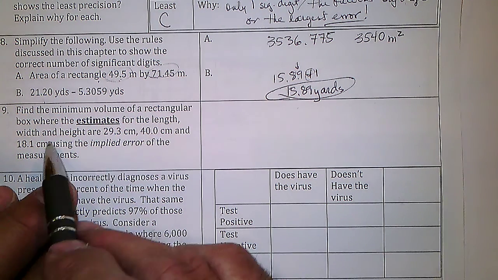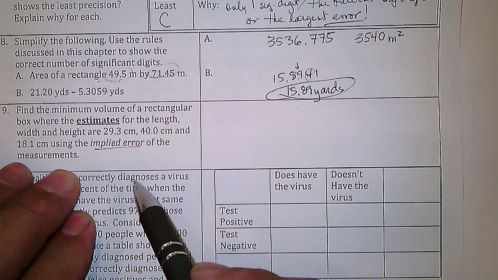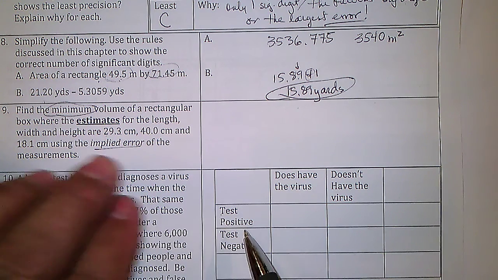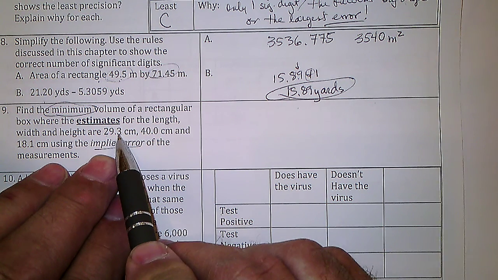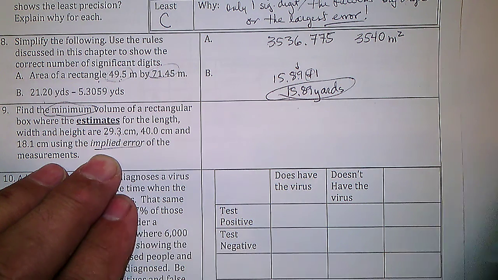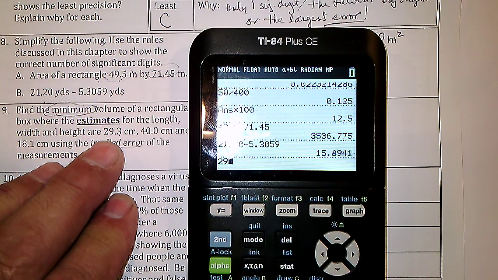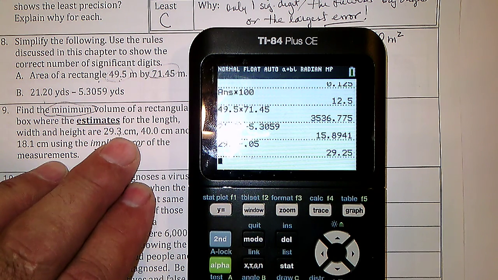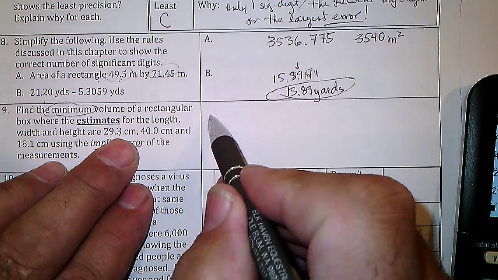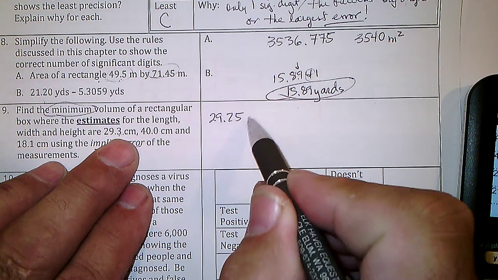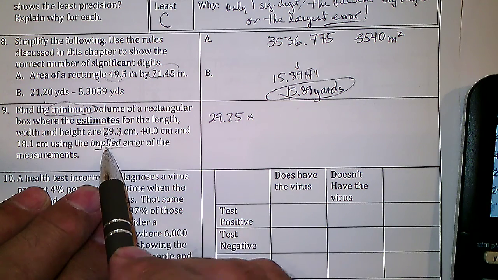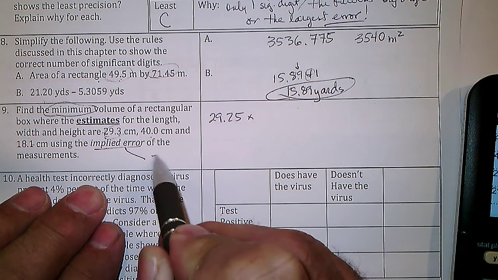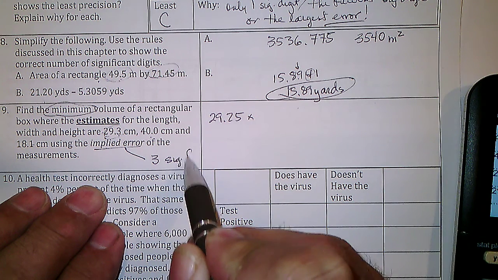So use the estimates for these and use the implied error of the measurements. So this is 29.3, and we're looking for the minimum, the lowest possible. So it's measured to this place, so it's plus or minus 5 there. So we'll take the 29.3 minus 0.05 in the next place, and we get 29.25. But there's only 3 digits, so our implied error we're going to be multiplying, and they all have 3 significant digits, so our answer will be 3 significant digits.